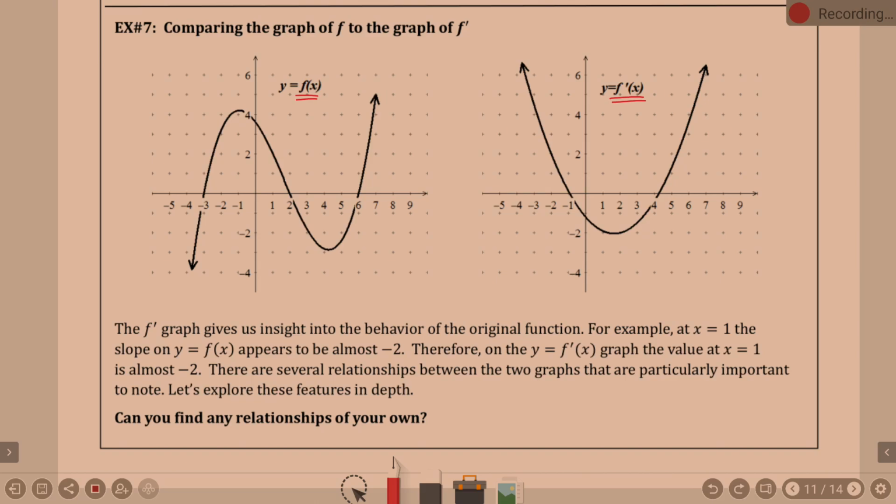For example, at x equals 1, the slope appears to be almost -2. So they're saying right here the slope appears to be almost -2. So notice, where is that down here? It's over there, because that's where the slope is. Therefore, on the y prime graph, the value at x equals 1 is almost -2. Several other relationships.